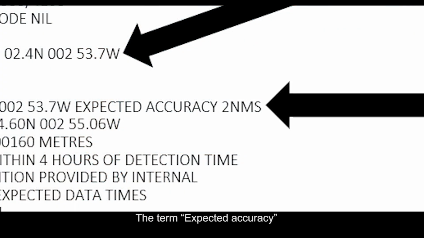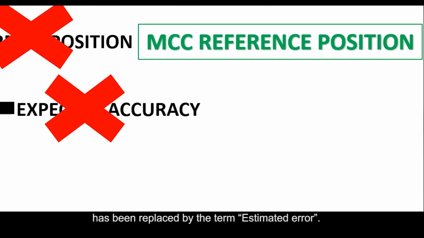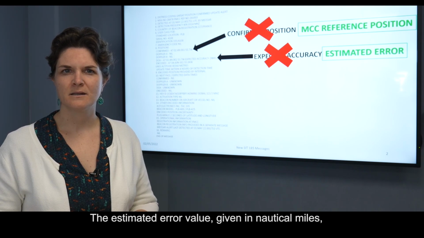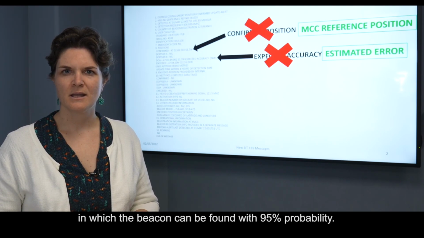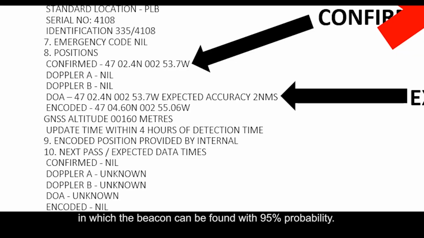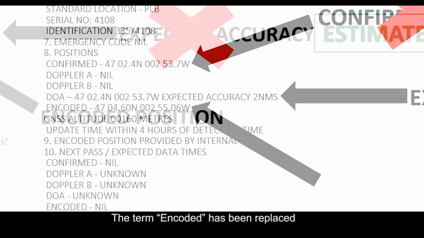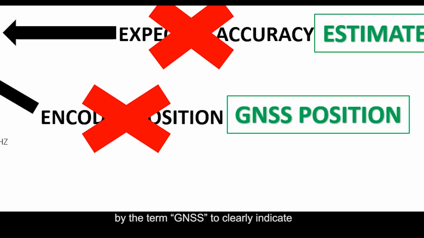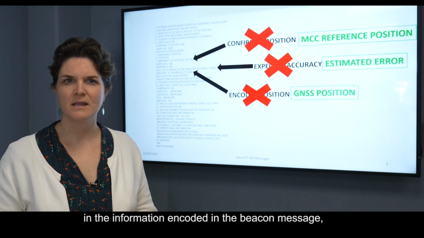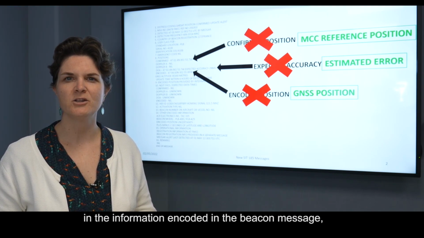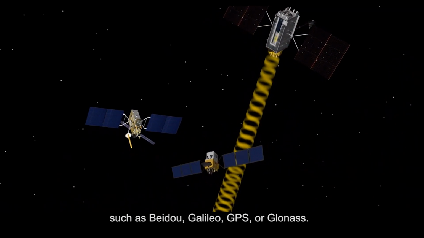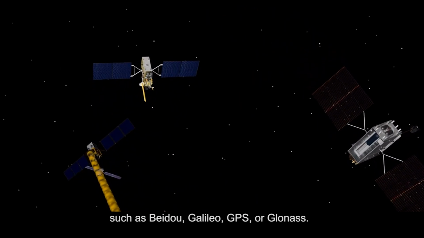The term expected accuracy has been replaced by the term estimated error. The estimated error value, given in nautical miles, represents the radius of the circle in which the beacon can be found with 95% probability. The term encoded has been replaced by the term GNSS to clearly indicate that this information has been provided by the beacon itself, in the information encoded in the beacon message derived from one of the global navigation satellite systems such as Beidou, Galileo, GPS or GLONASS.